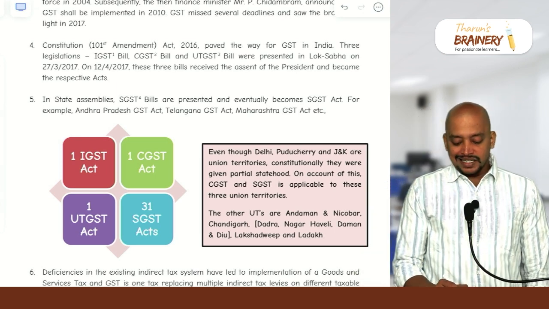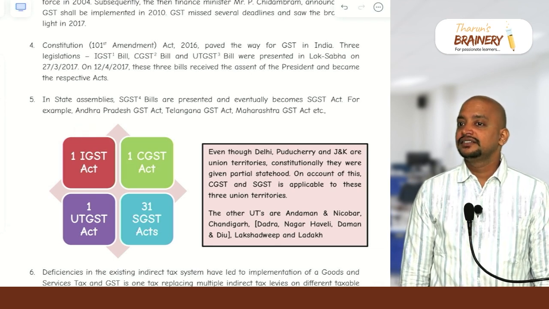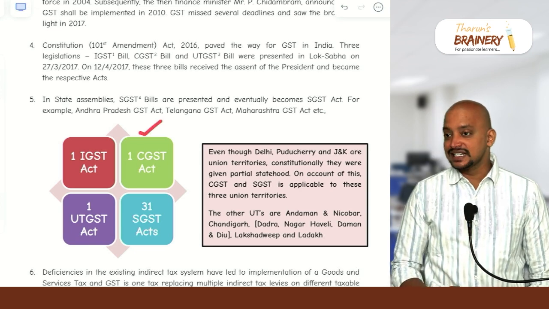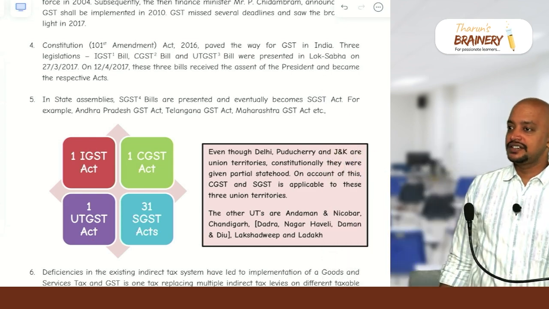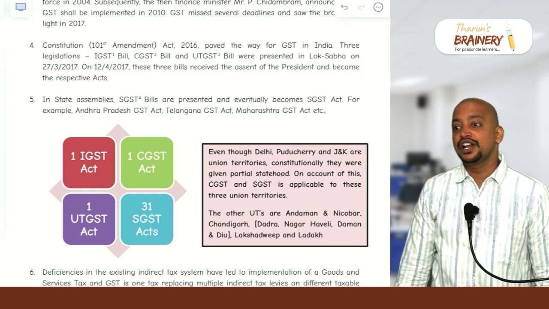We have one IGST Act. Why only one IGST Act? IGST is levied by the central government, and we have only one central government, so one IGST Act, one CGST Act, and one UTGST Act for 5 Union Territories. Got it? For all 5 Union Territories put together, it is only one UTGST Act.